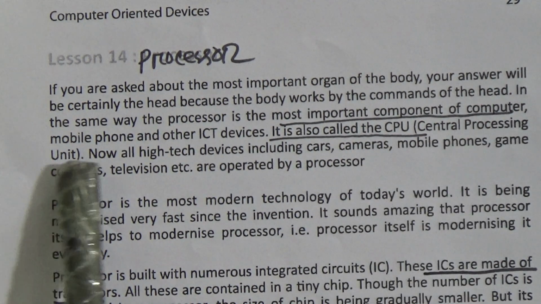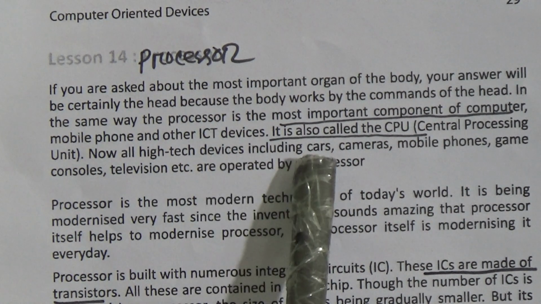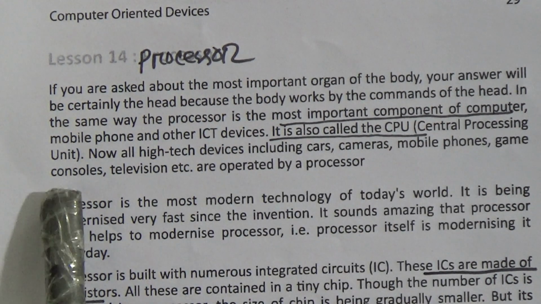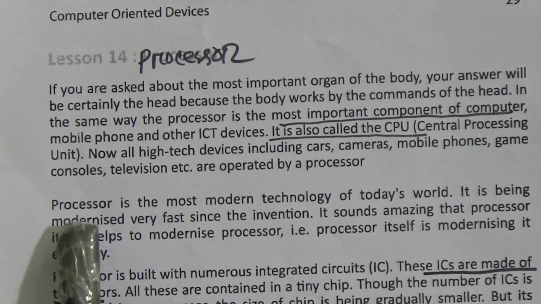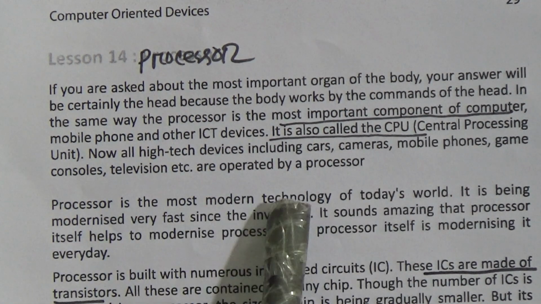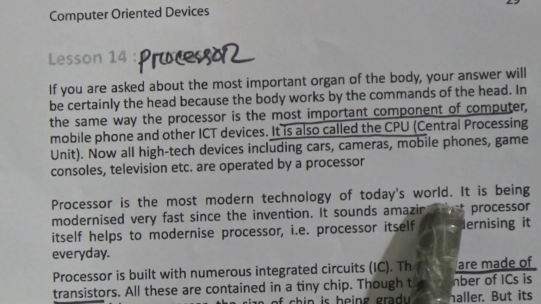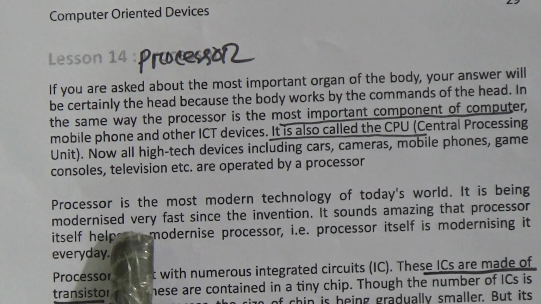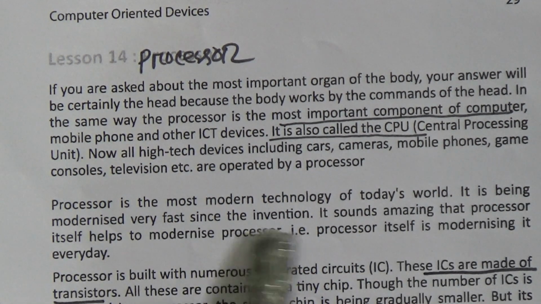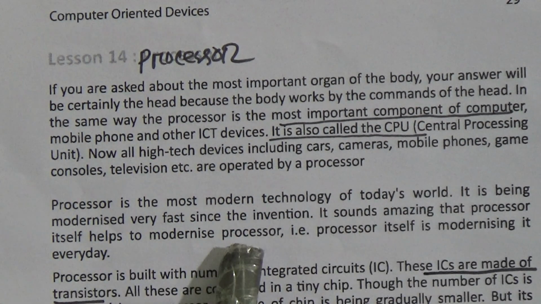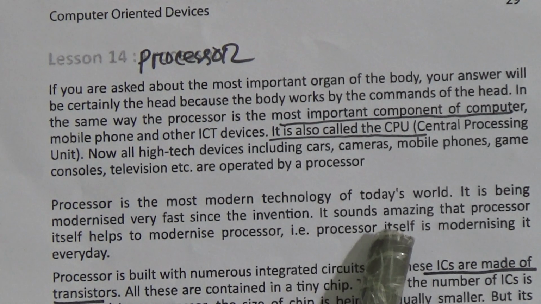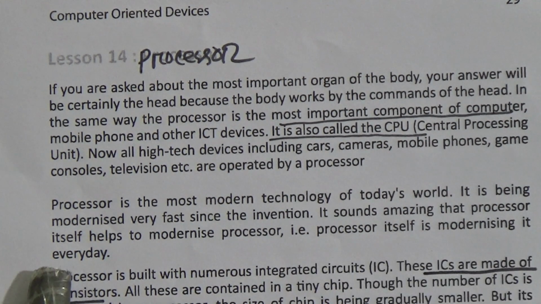CPU means central processing unit. Now all high-tech devices including cars, cameras, mobile phones, game consoles, television, etc. are operated by a processor. Processor is the most modern technology of today's world. It is being modernized very fast since the invention. It sounds amazing that the processor itself helps to modernize the processor every day.